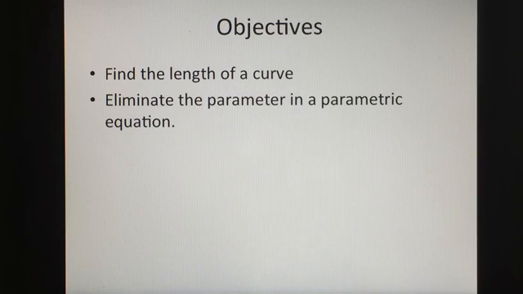So here's our objectives for this video. We're going to find the length of a curve, and we're also going to eliminate the parameter in a parametric equation.